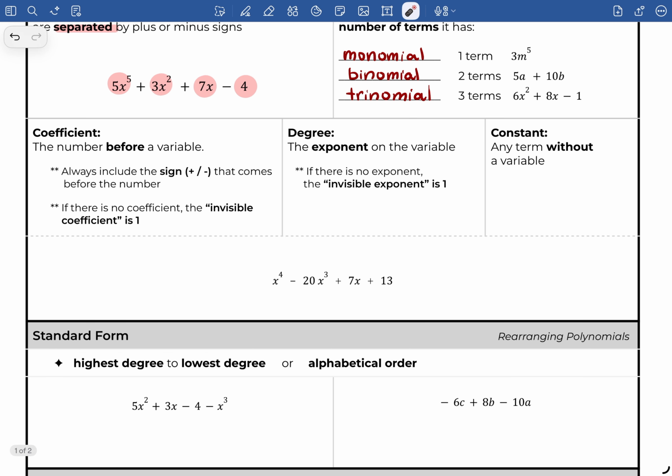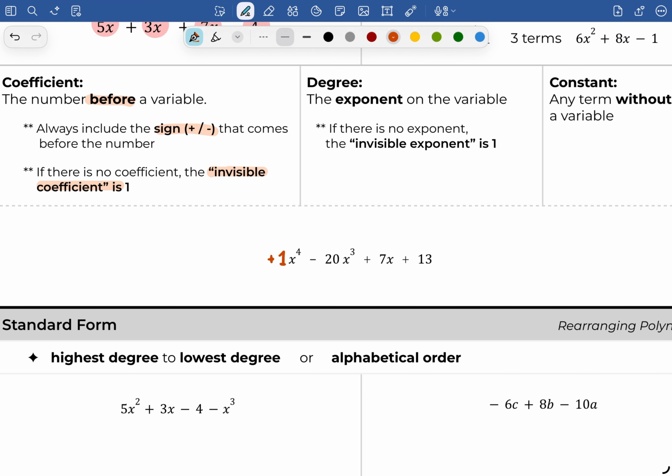Okay, so next what we learned was some more vocabulary about the coefficient, the degree, and what constants are. The coefficient is a number that comes before a variable. It will always include the plus or minus sign that comes in front of it. If there is no coefficient, then we assume that there's an invisible coefficient of 1. Looking at this example polynomial down here, for our coefficients, we have an invisible 1 hanging out at the front, and we're even assuming that this invisible 1 is positive. You don't ever have to write those things, but you can if you want to.